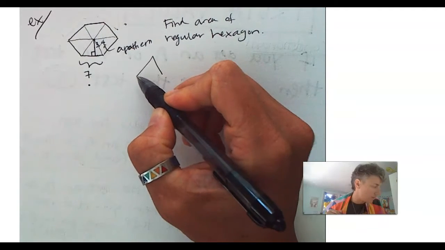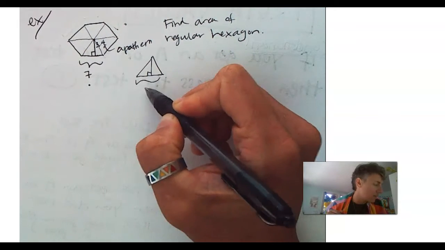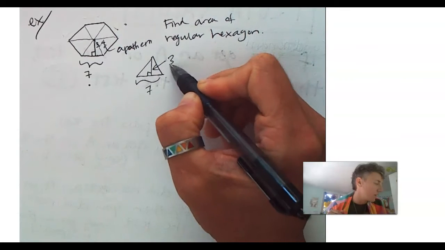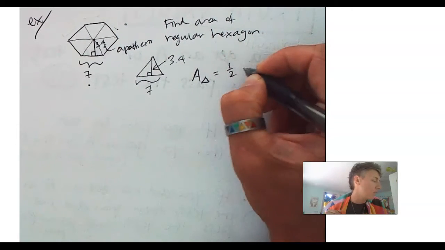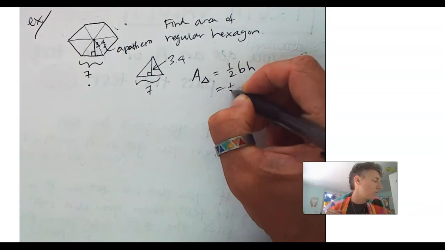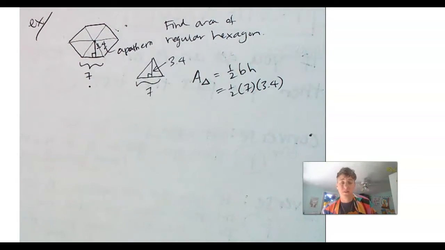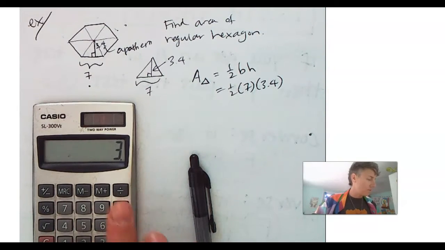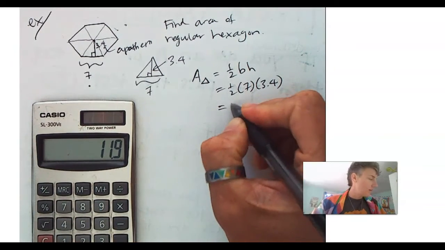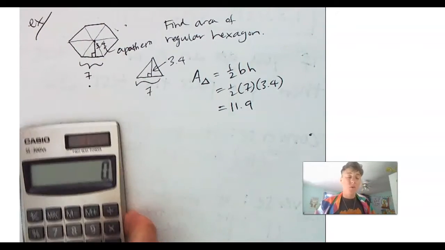So anyway, let's find the area of one of these triangles where the base is 7 and the height is 3.4. So the area of one triangle is 1/2 the base times the height, which is 1/2 times 7 times 3.4. Gonna have to bust out a calculator for this one. We've got 0.5 as a half times 7 times 3.4 is 11.9. That's the area of one of the triangles.